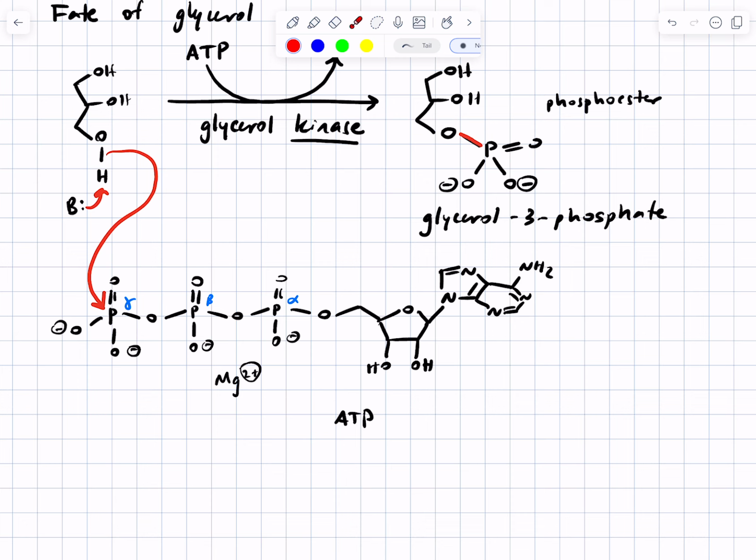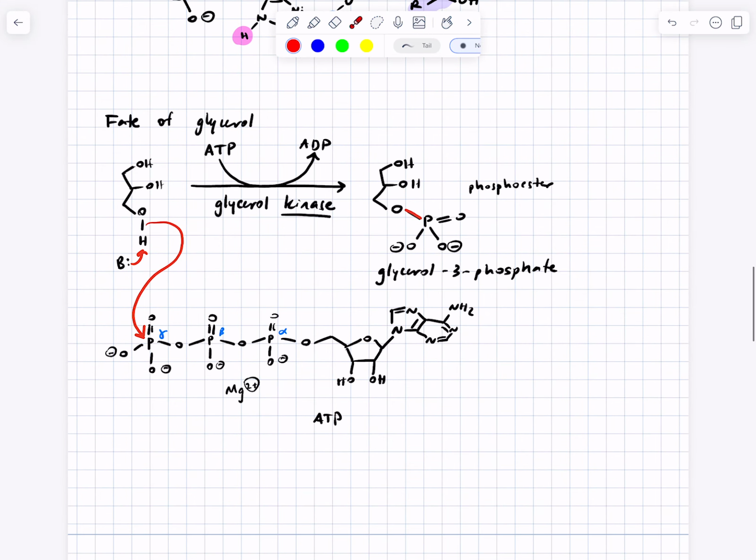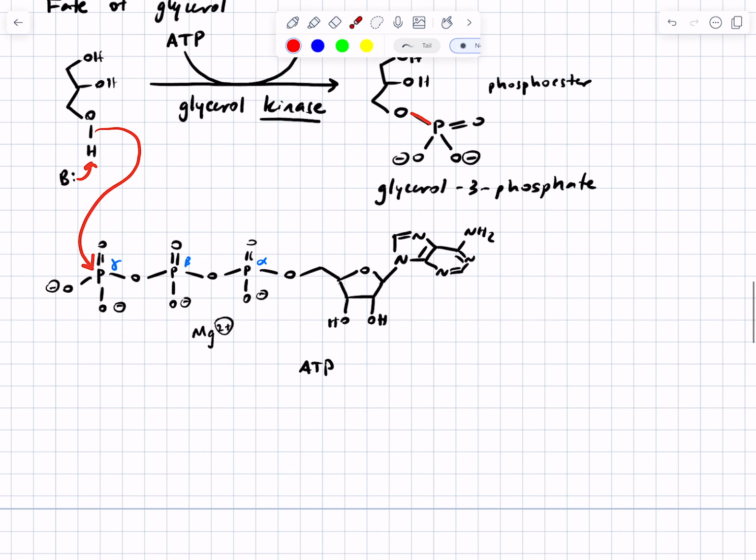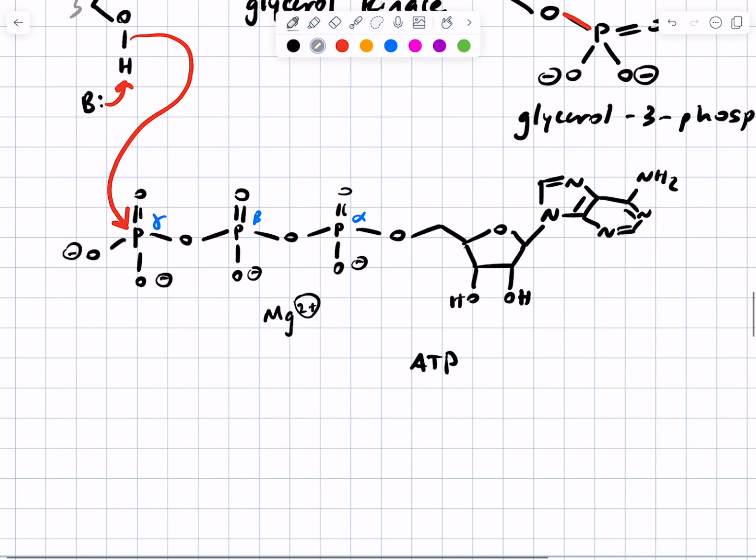It's not always that way. Sometimes you have to remove a proton first. Sometimes you have to remove a proton after attack. We're not going to be really careful about that. Nor are we going to be careful about what the group is that removes the proton. It could be water, it could be an enzyme active site. You've seen at least some examples of what that can be up here with the lipase type chemistry. But the oxygen on carbon 3 of glycerol acts as a nucleophile to attack the gamma phosphate group.